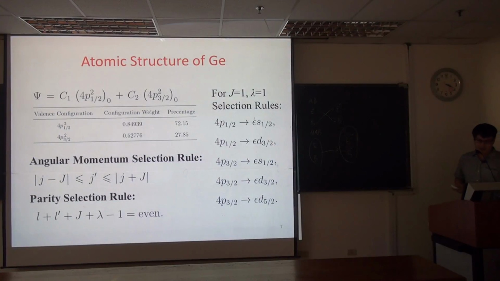So this is the one-state structure of germanium. We have two configuration states, which are coupled to the whole J equals 0. By the multi-configuration Fock method, we can calculate the coefficient weight. So we can do the multipole expansion to the final state and our operators. Then by the selection rules, we can know all the possible transition channels from all orbitals.